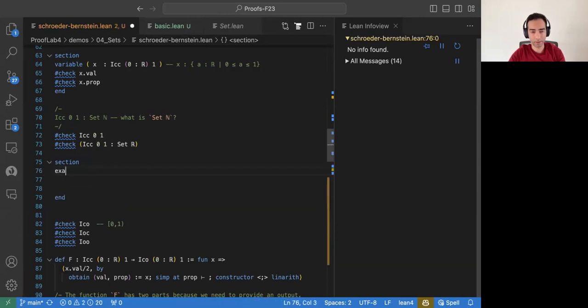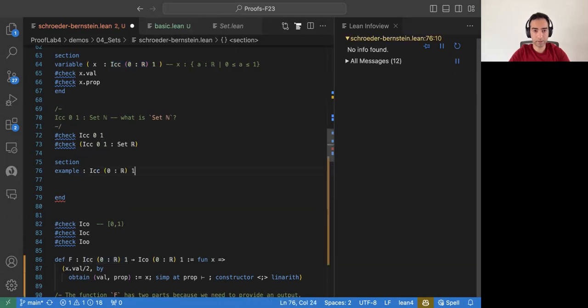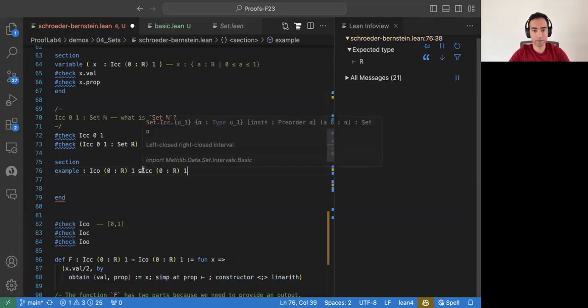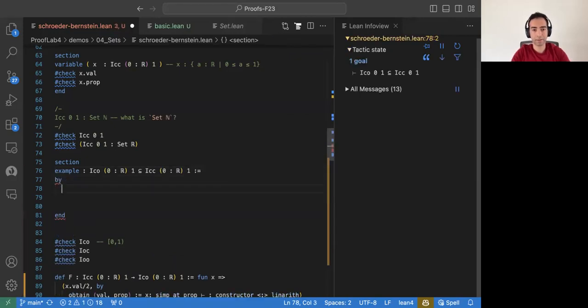We can say, at least, if I have ICO of 0 and 1, it's going to be a subset of ICC of 0 and 1. So let's see if we can prove this basic fact. How do I proceed here? So this is going to be the last thing we do, and then after that, lecture is over.